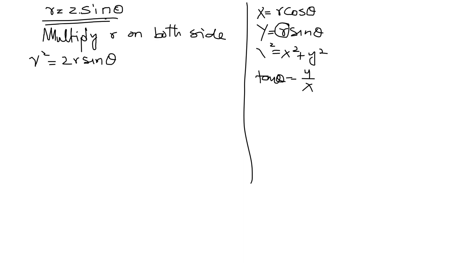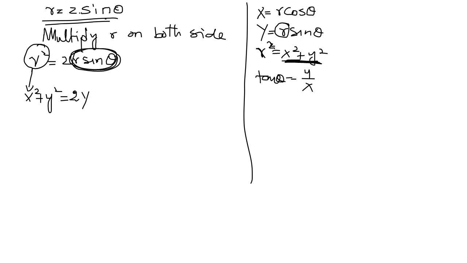Now see the four formulas. R square means x square plus y square. So I just change this r square into x square plus y square, and 2 remains the same. R into sine of theta is equal to y, so you write here y. Now we convert the polar form into the rectangular equation.